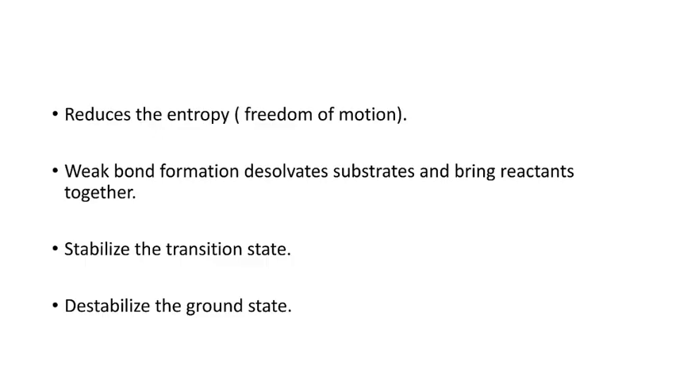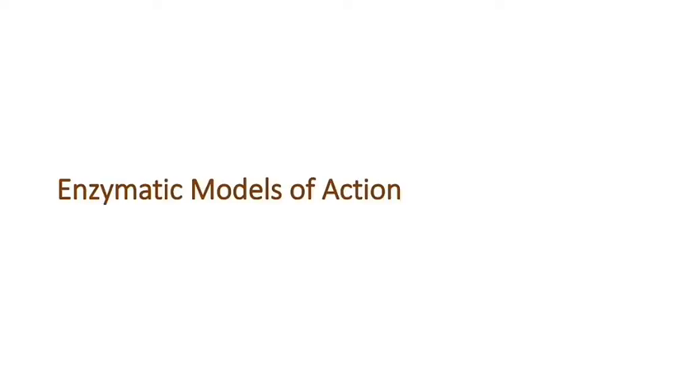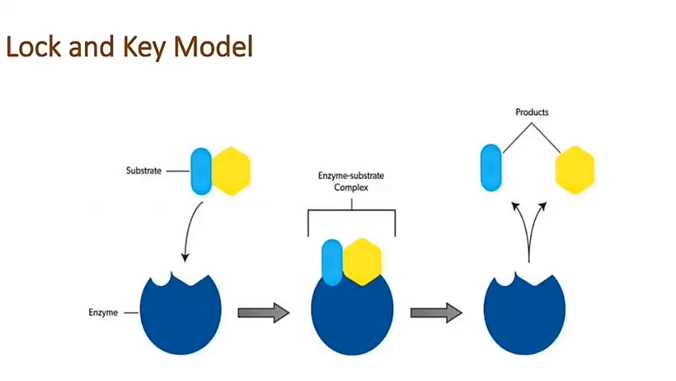Now, if we look at the role of the binding energy, it actually reduces the entropy, that is the freedom of motion of the reactant or the substrate, and the weak bond formation desolvates the substrate and brings reactants together, as a result of which it destabilizes the ground state and stabilizes the transition state. Now at the end, if we look at the enzymatic models of action, there are basically two types of models. First one is Fischer's template or lock and key model, and second one is Koshland's induced fit model. At first, let's look at the lock and key model.